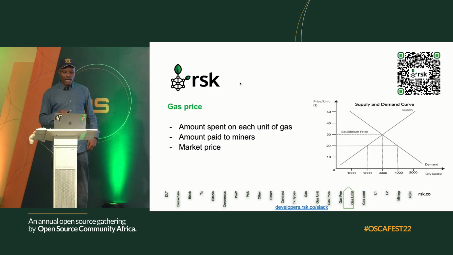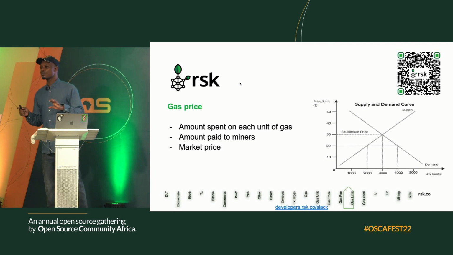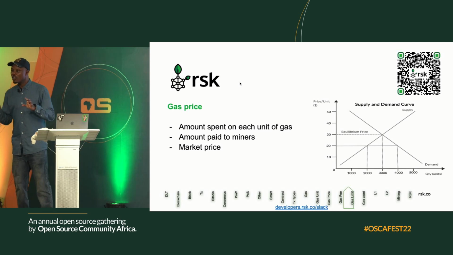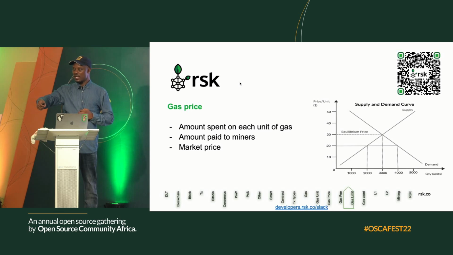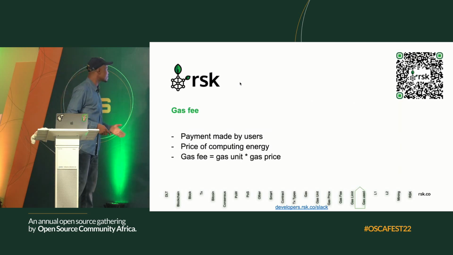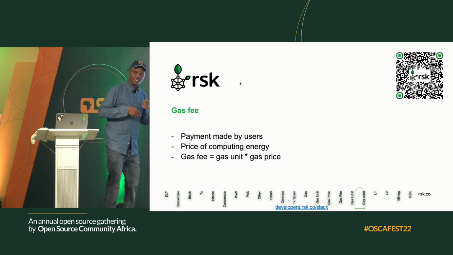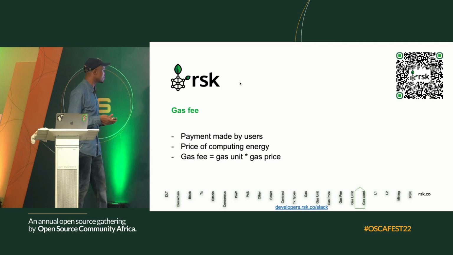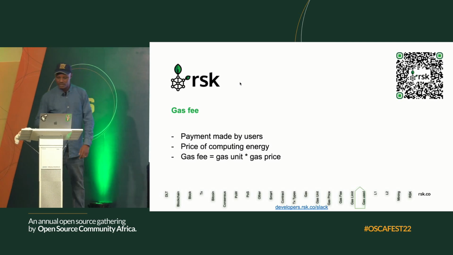Gas price refers to the amount that must be paid to miners for processing transactions on the blockchain. Every transaction you do has to be validated by miners. Now, how do you pay them? You pay them using the gas price. That's how they get their money. Gas fees are payments made by users, the price for computing energy. You can use this formula to calculate the gas fee you will spend for a particular transaction: gas units multiplied by gas price will give you the gas fees.